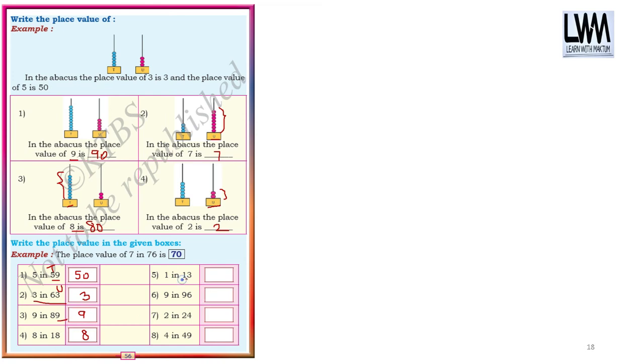Then 1 in 13 means 1 is at tens group. So you have to write 10. Then 9 here also again it is in tens group, so 90. 2 is also in tens group, 20. 4 is also in tens group, 40. Okay.